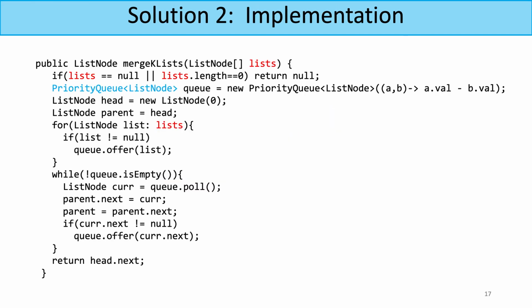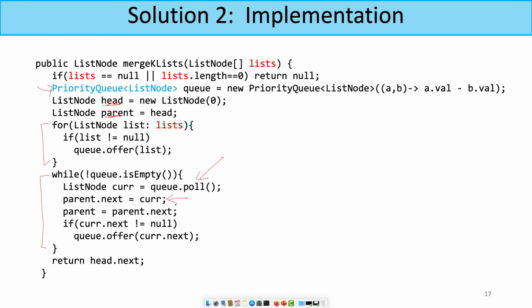So again, if the list is null or empty, we return. So we create a priority queue of nodes, and then we create a dummy node, and this is a moving node. And so let's add all the heads of the lists to the priority queue. Right now, if the priority queue is not empty, we remove a node. That'll be the current node, the current minimum node.